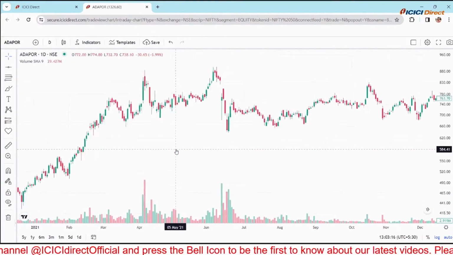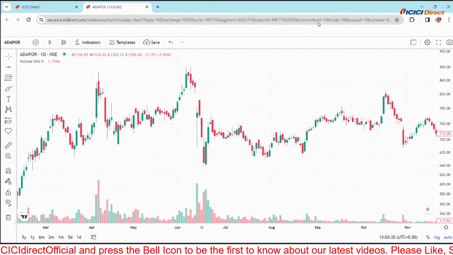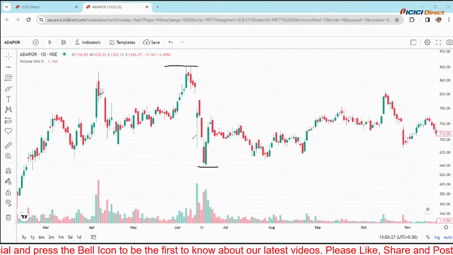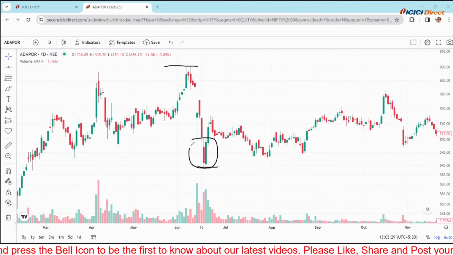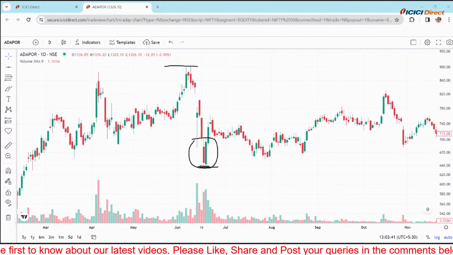Okay, see this. Is this clear? Classic. From 900 level, it went down all the way to 640 level. A proper bullish engulfing. Confirmation. And I think after that, this stock has not seen its low of 640 for a very long time. Right? Is this clear?